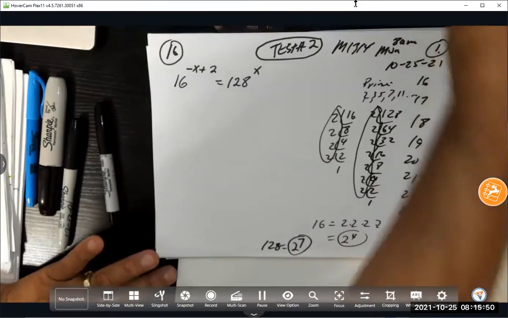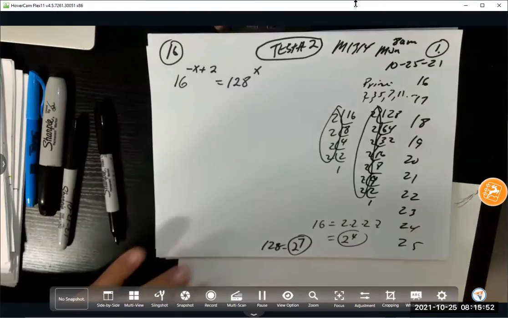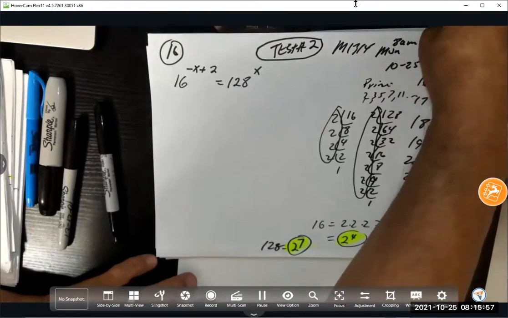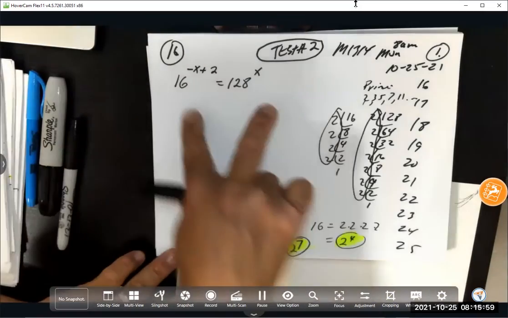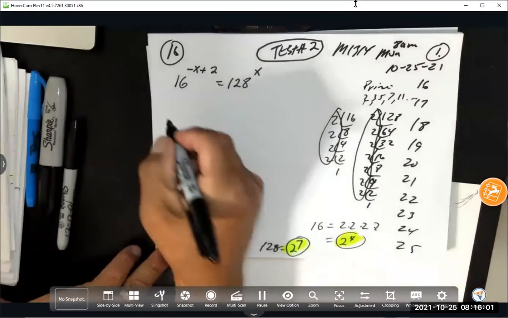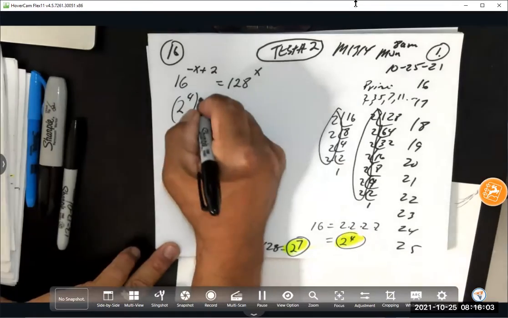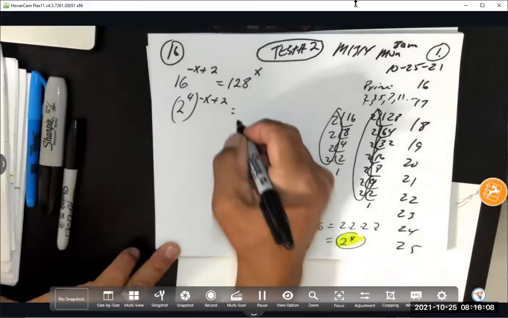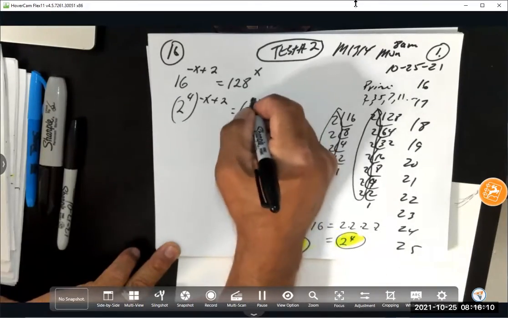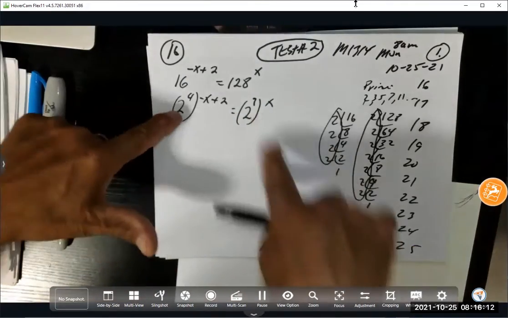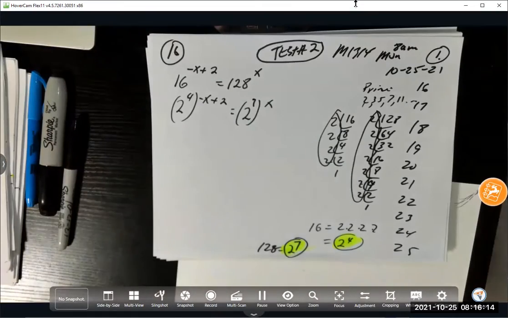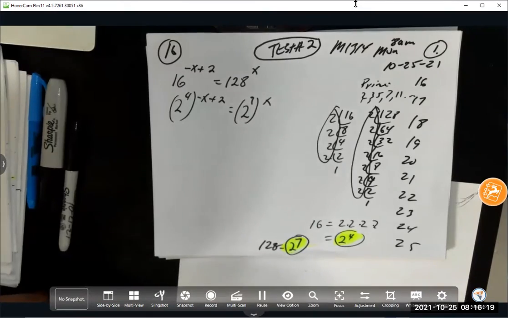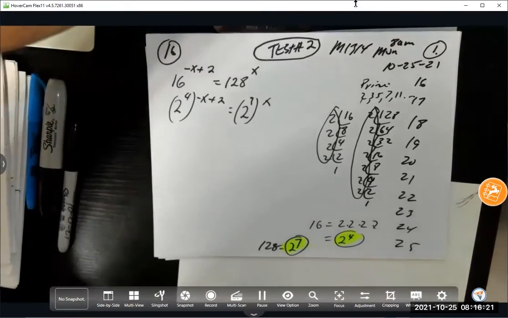Now, once I write them as powers, I'm going to substitute them back in the original problem, this one right here. So this is going to be 2 to the 4 to what power? Negative x plus 2. And the other one's going to be 2 to the 7 to what? X power. Okay, does everybody see from there to there? Is everybody okay right there? Yes or no? Tell me yes or no. Yes. All right.